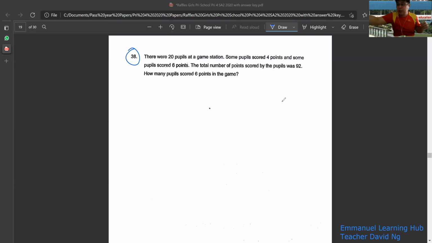Yeah, I resume recording. Okay, so now 38. It says that there are 20 pupils at the game station. Some pupils score 4 points and some score 6 points. The total number of points scored by the pupils was 92. How many pupils score 6 points? This one you have to use assumption method. You know what's assumption method? No. Because the question asks you to find number of pupils that score 6 points, right? So you assume the opposite direction.